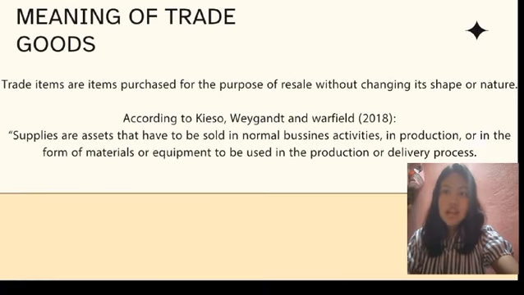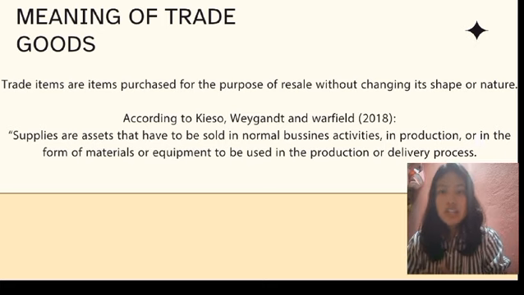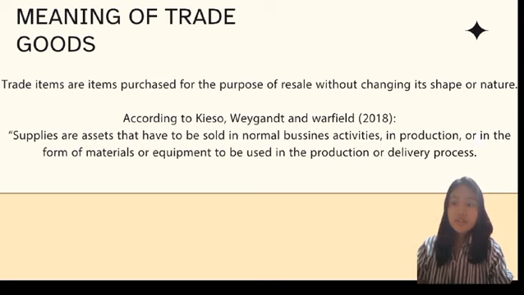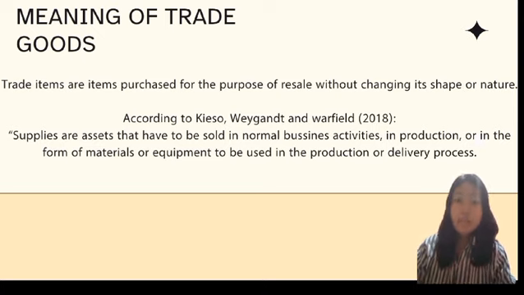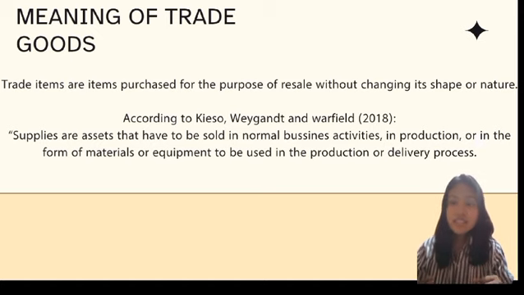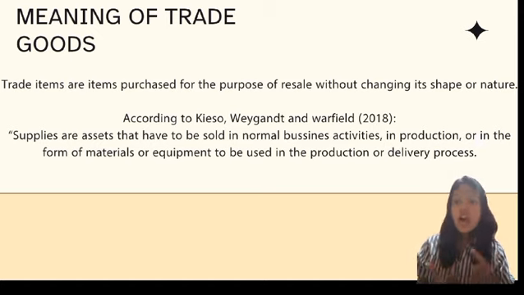Inventory is an important asset in the trading and manufacturing company. Accurate recording of trade goods is crucial to producing reliable financial statements and supporting proper business decision-making. Items are items purchased for the purpose of resale without changing its shape or nature. According to Kieso, Weygandt, and Warfield, supplies are available to sell in normal business activities, in production, or in the form of materials or equipment to be used in the production or delivery process.